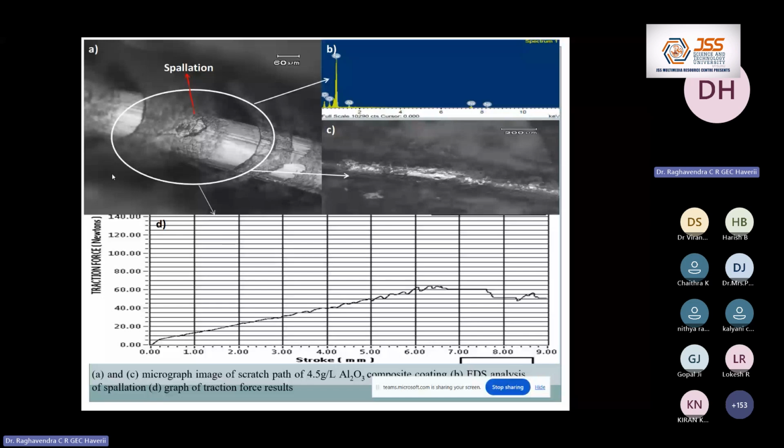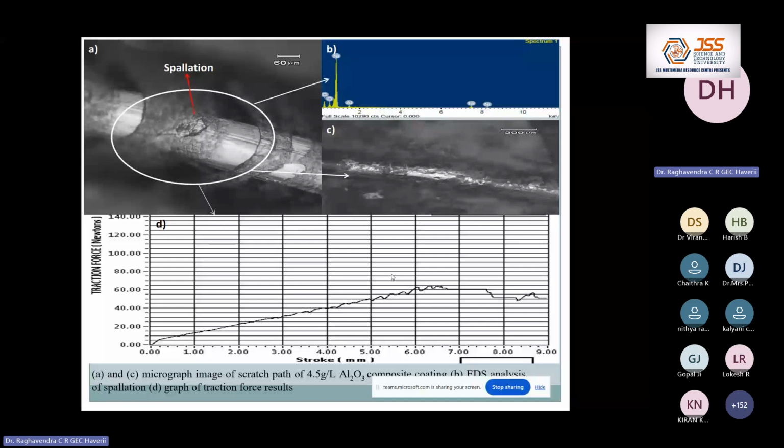Figure D is system generated. It has been generated in the scratch testing machine itself. We have just kept it as it is. The stroke length of 9 mm or 10 mm, we have just taken it. You can see the traction newtons, a highest of 63 or 64 newtons, it has possessed for this 4.5 grams per liter of Al2O3 composite, which gives us a good adhesive strength.